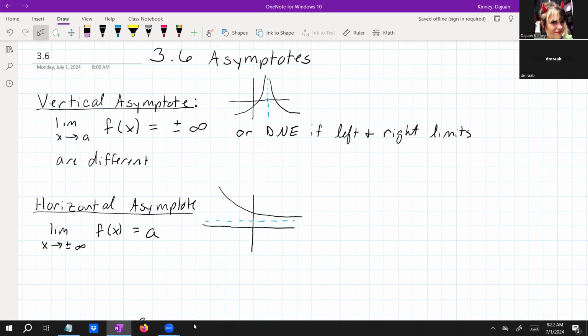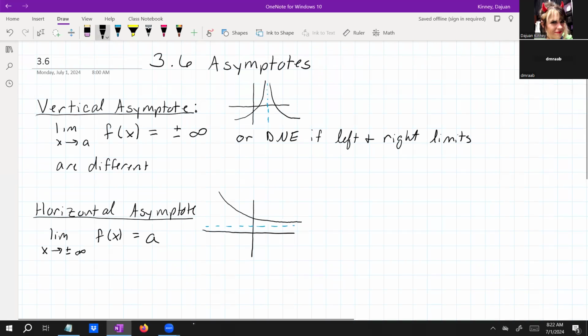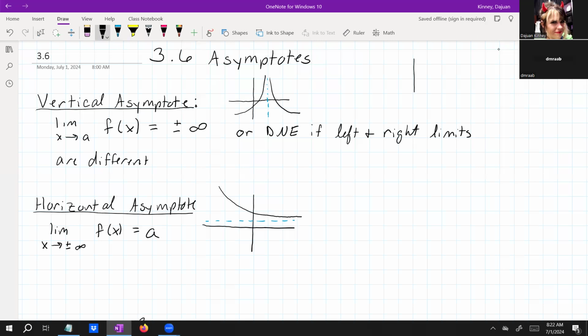There's technically more than two types of asymptotes, but for us, we're only going to focus on two, the vertical and horizontal. Your vertical asymptote happens when your limit either goes to infinity or does not exist. So I have drawn up here an example of when our limit goes to positive infinity. A case where it does not exist looks more like this.